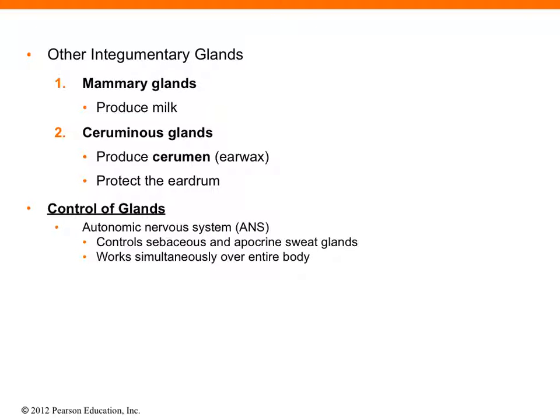Other integumentary glands include the mammary glands, and they produce milk, and then the ceruminous glands, and they produce the cerumen, or the earwax. It's meant to protect the eardrum. The control of glands is a part of the autonomic nervous system. It controls the sebaceous glands and the apocrine sweat glands, and it works simultaneously all over the entire body.